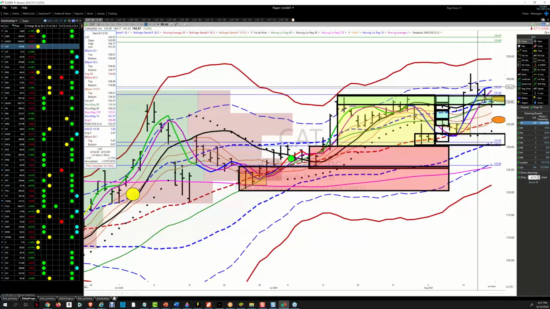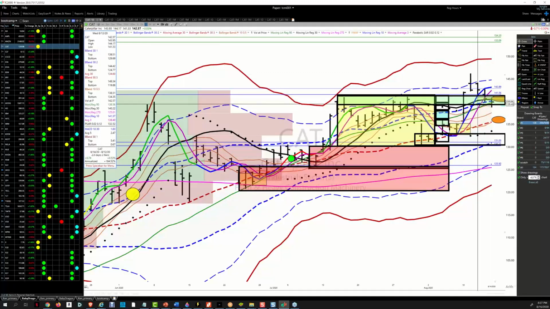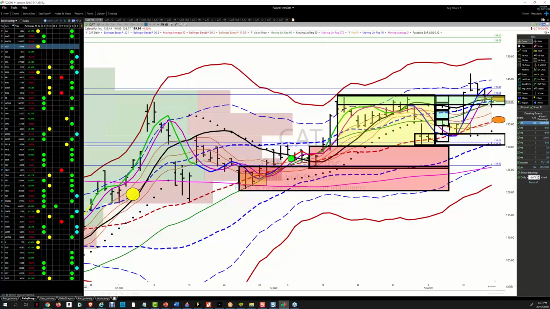And then the move to the upside, well, we've already seen it at 145, so there's your $5 move to the upside. And it ended on Friday in a small range with a doji. That is the perfect definition of a critical state. So that is one reason why we can favor Caterpillar as a trading vehicle.